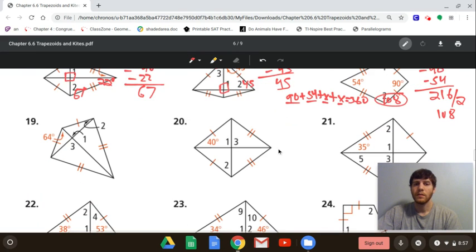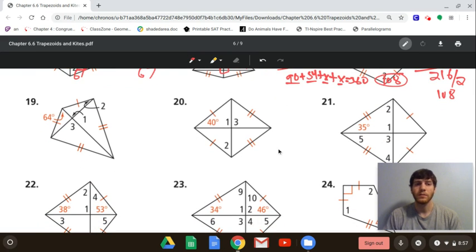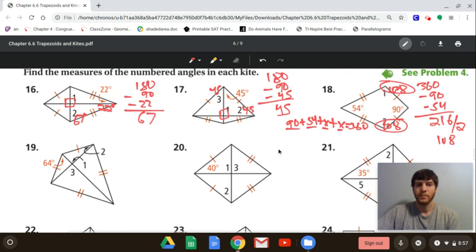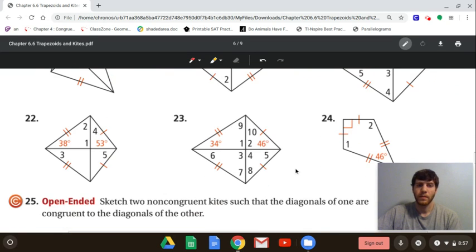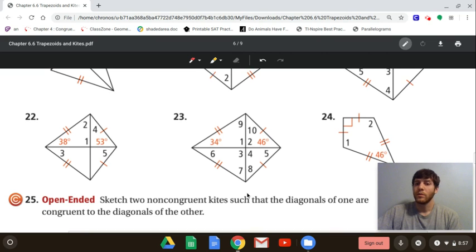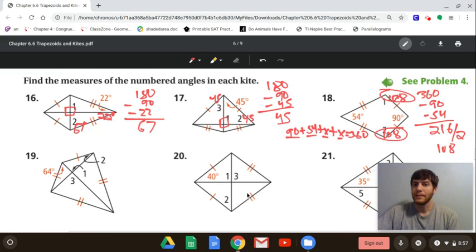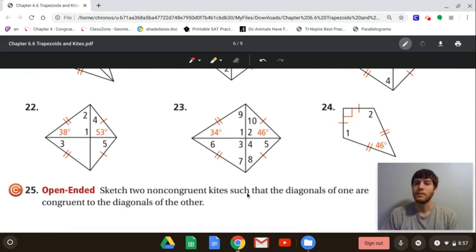Okay, 19, 20, and 21 are just like 16 and 17. You've got to put 90, 90, 90 in the middle because diagonals are perpendicular. You've got one pair of opposite angles being bisected. And then you have to use the fact that three angles of a triangle add up to 180 degrees. Right, and then same thing for 22, 23. And then 24, you're going to use 18 as an example. 24 is like number 18.